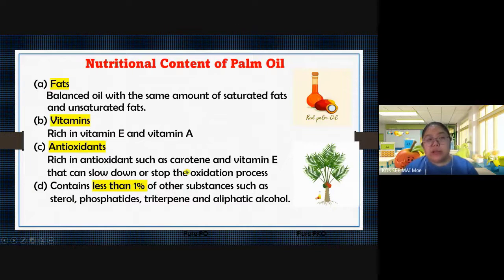So this oxidation can make your cells oxidized. That means your cells will be damaged and spoiled. So the antioxidant from the palm oil can reduce this process happening in our body.